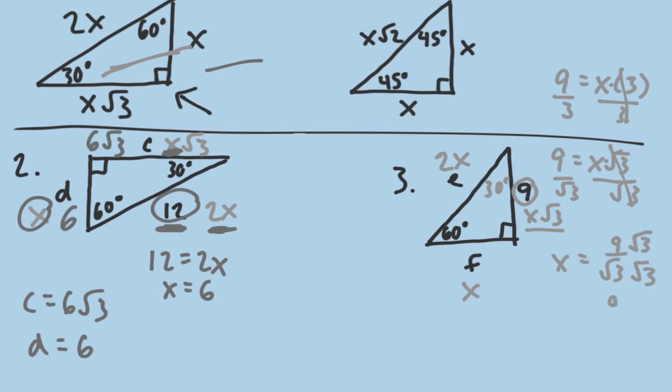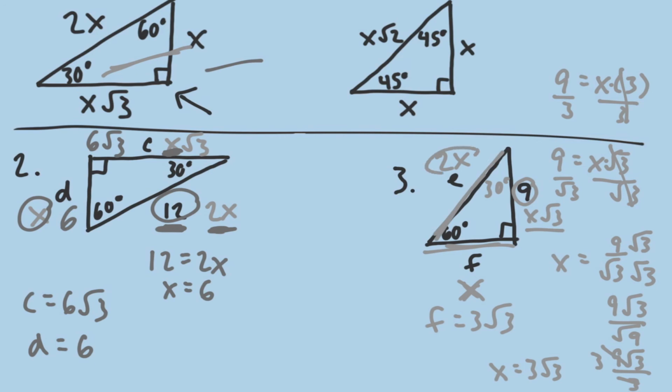So now when we multiply across, we have 9 square root of 3 over square root of 9. Square root of 9 is 3, so that's 9 square root of 3 over 3, and 9 divided by 3 is 3, which means this side is x, we said, so f must equal 3 radical 3. And this side we said was 2x, so e must be 2 times 3 radical 3, which is 6 radical 3.